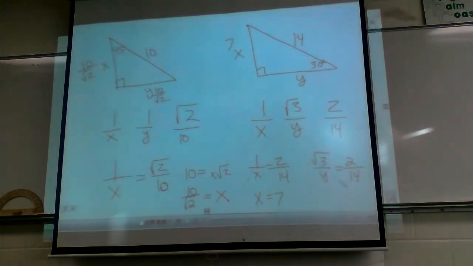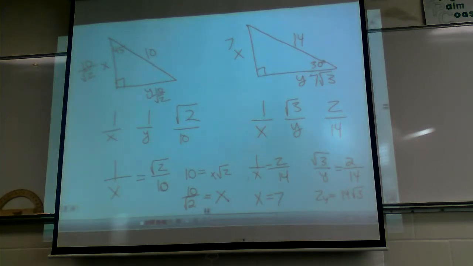What about here? If I do my cross multiplying, what do I get? 2y. All right, so 2y equals 14 square root of 3. What would I do to get y by itself? Divide by 2, and this becomes 7 square root of 3. Okay? Alright, so that'd be doing the longer way.